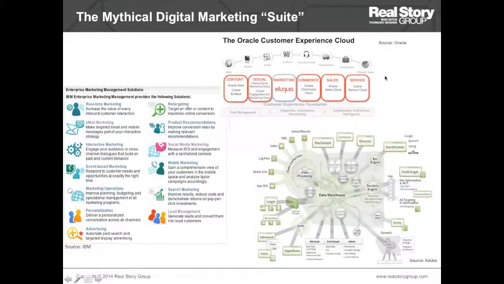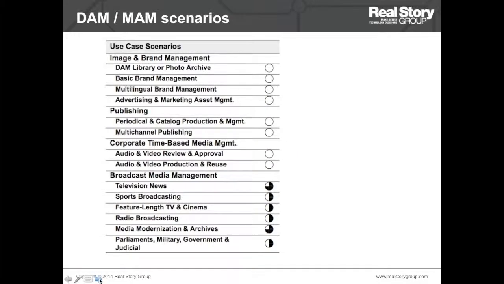And if you have questions specifically on any of these, please feel free to type them into the panel, and I'll address them at the end.